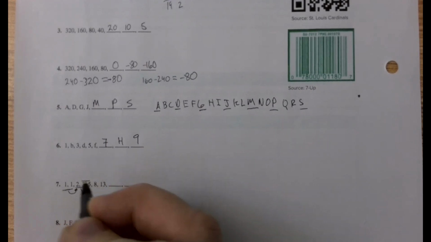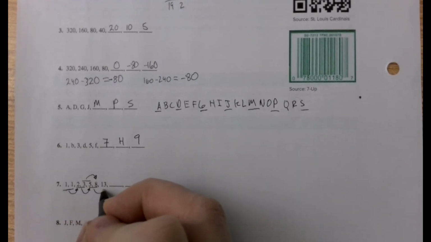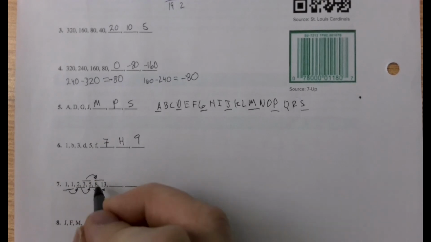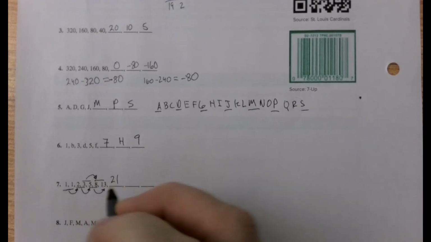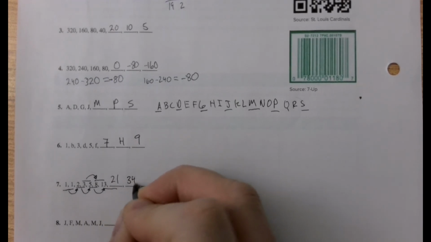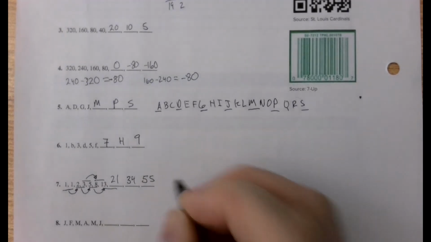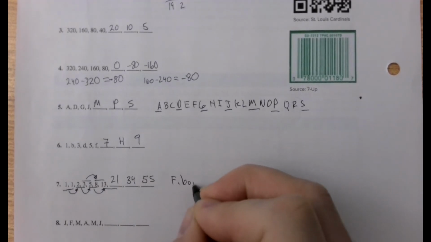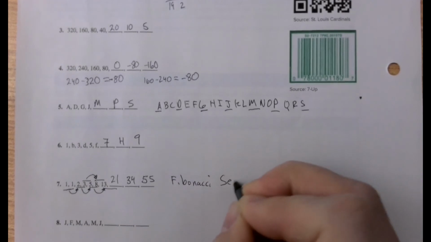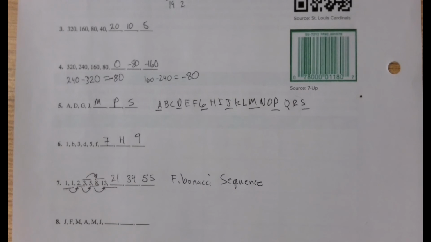So 1 plus 1 is 2. Then we add these 2 together. 2 plus 3 is 5. Then we add these 2 together. 3 plus 5 is 8. And you add these 2 together. 5 plus 8 is 13. So our next one would be 8 plus 13, which is 21. And then 21 plus 13 would be 34. And then 21 plus 34 is 55. Check that out, Fibonacci sequence. You should Google that. It's a pretty cool sequence that actually shows up in all kinds of natural things in the world.